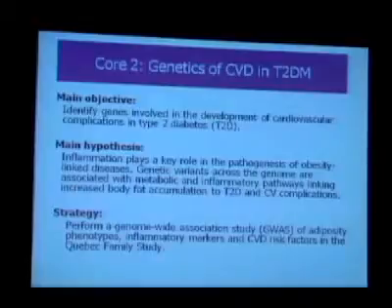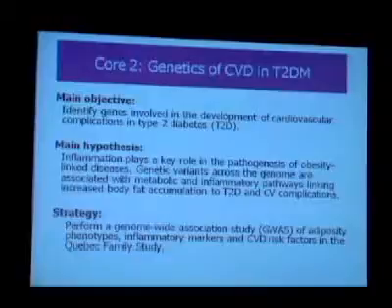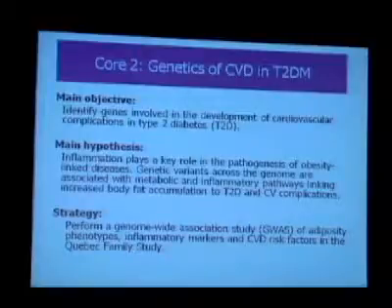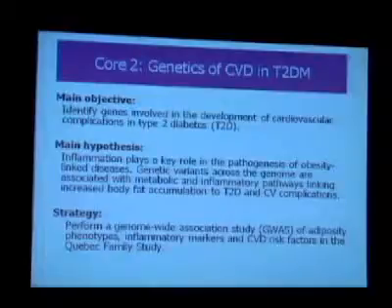So the main objective of the genetic core of this team grant was to identify genes involved in the development of cardiovascular complication in type 2 diabetes. Our main hypothesis being that inflammation plays a key role in the pathogenesis of obesity-linked disease. So genetic variants across the genome are associated with metabolic and inflammatory pathways linking increased body fat accumulation to type 2 diabetes and cardiovascular complication.